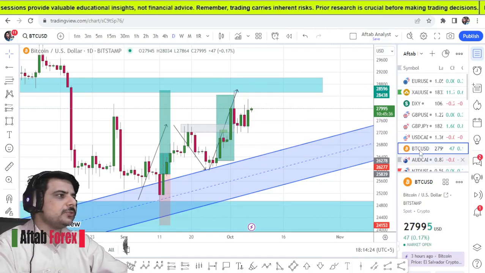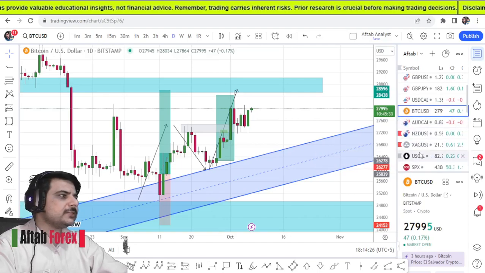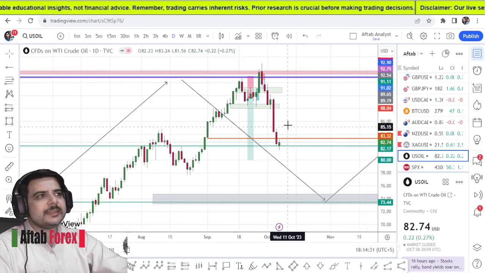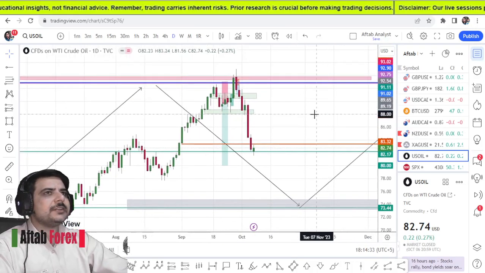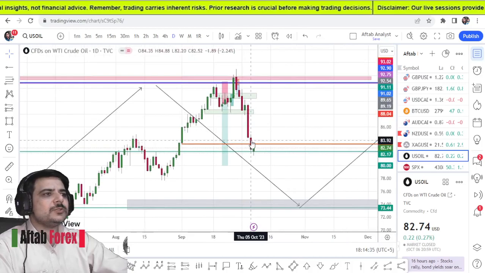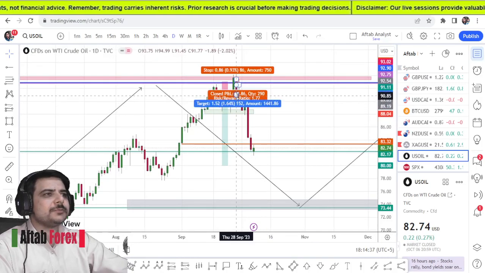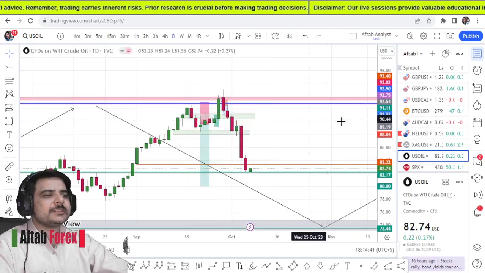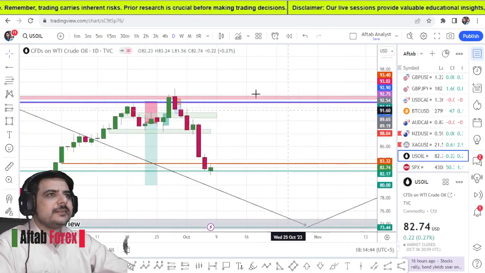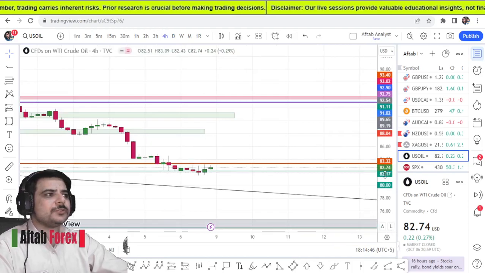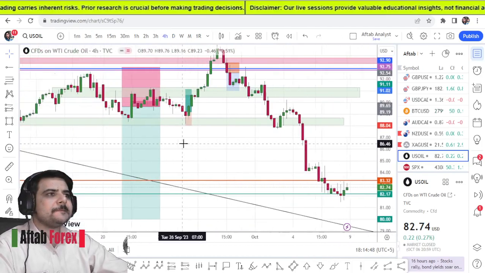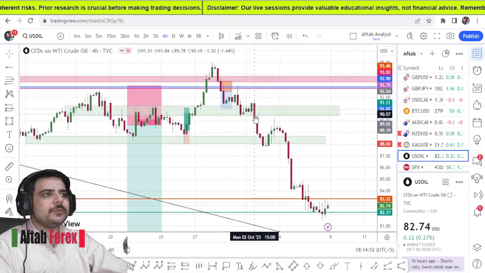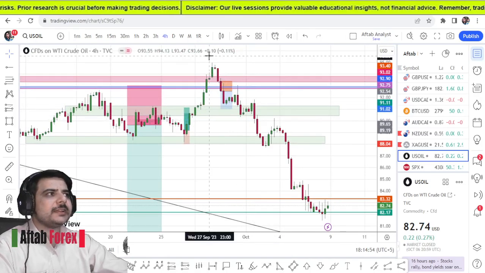Moving on to the Aussie US oil. Last time what I said, I exactly gave this trade setup. 1 2 3 4 5, market was right here, and if you check out my previous video, if we get a break below this Fibonacci, we can take a sell, stop at 95.